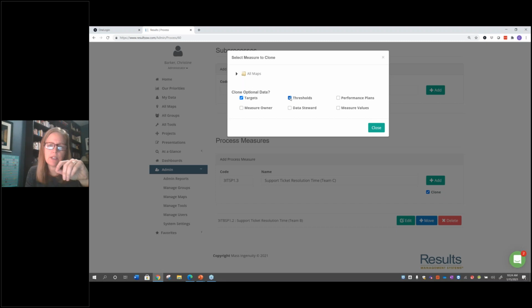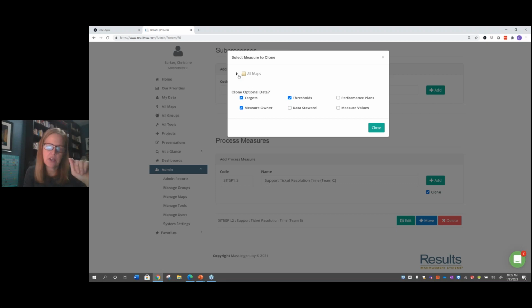The optional fields here are the measure owner, data steward, performance plans and measure values. Especially if it's a new team, you're going to have a new employee over there. That would be the measure owner and the data steward. But perhaps in this case, it's my measure. I'm going to say I also want to be the owner there. I don't want to take my data over. And the performance plan, if this was instead of scorecard versus performance plan, I could copy that, but I'm not going to.